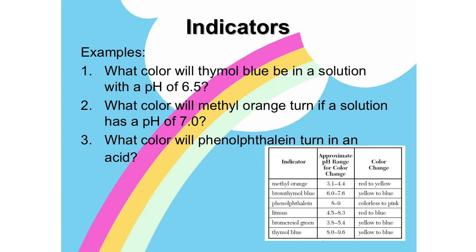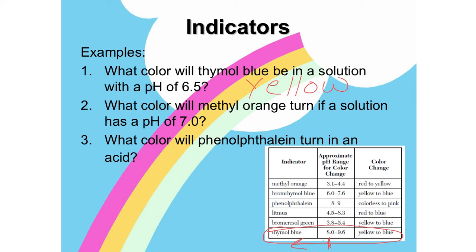Now we have some examples. So example number 1, what color will thymol blue be? So we got to make sure that we are looking at the appropriate thing. We got to make sure that we are looking here at thymol blue. What color will thymol blue be if the pH was 6.5? Okay, 6.5 is below that first number. So therefore it would have to be the first color. So it would be yellow.